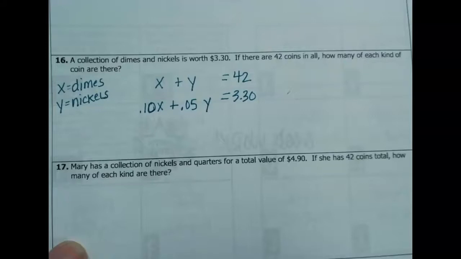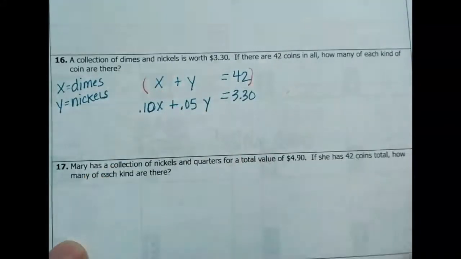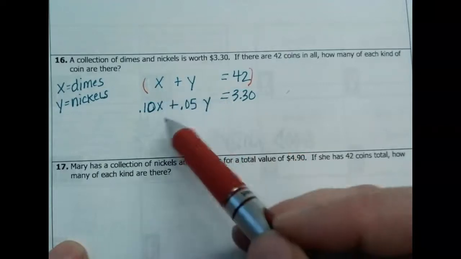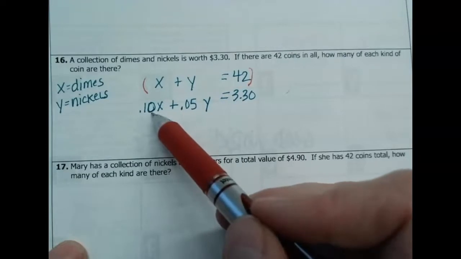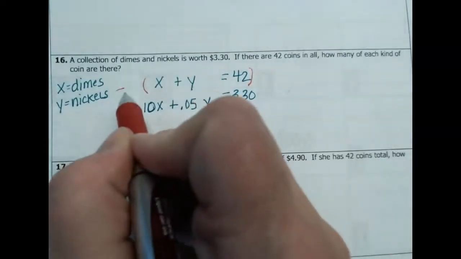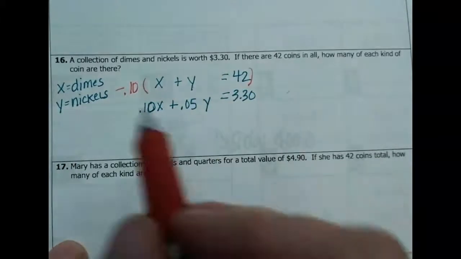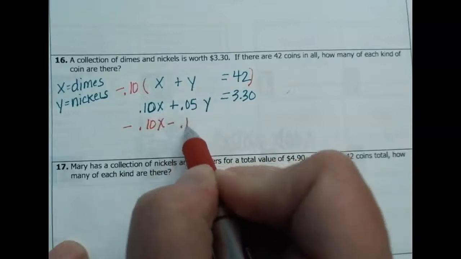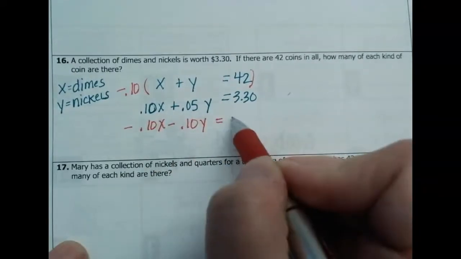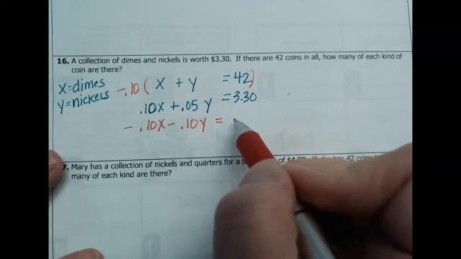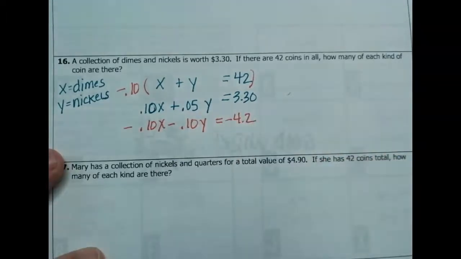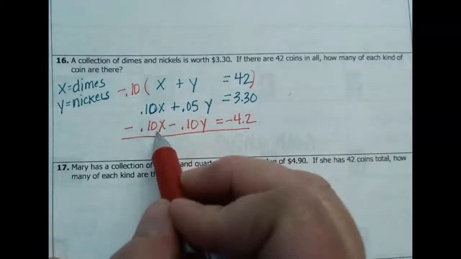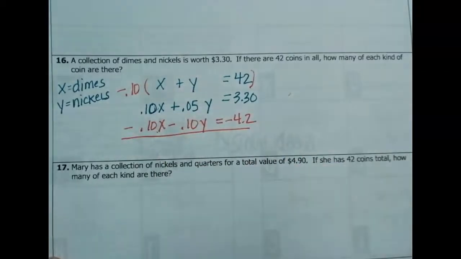We do not have any opposites, so we're going to have to multiply one of them. In this case, it's only the one that has to be multiplied because it's going to be easy to make an opposite. I'm going to multiply by 0.10, but this is a positive 0.10, so I'm just going to multiply by negative 0.10 so I can create opposites. Negative 0.10x minus 0.10y equals negative 4.2. So from here, you've made your opposites. You can eliminate the x's and follow this the rest of the way through.